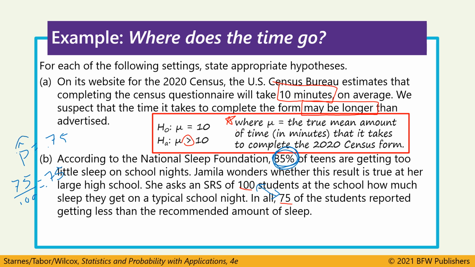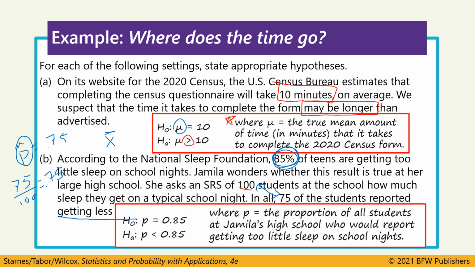So we're never going to use a p-hat in our hypotheses, just like we're never going to use an x-bar. It's always going to be a mu for means. So we will have p equals 0.85 as our null hypothesis. And from the wording of the problem, it notes that they're getting less than the recommended amount of sleep. So the alternative would be that p is less than 0.85. These two numbers are always going to be the same. We'll always have an equal sign for the null hypothesis and some other less than, greater than, or not equal to for the alternative. All right, and we're always using population parameters mu and p, not x-bar or p-hat, for our hypotheses.